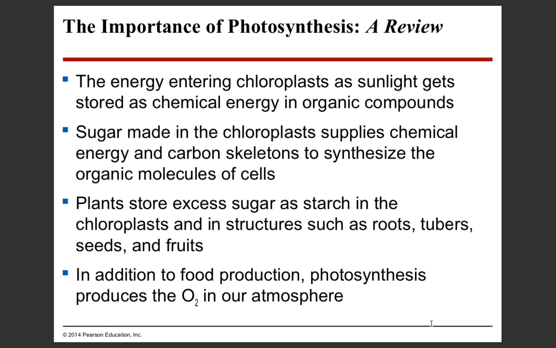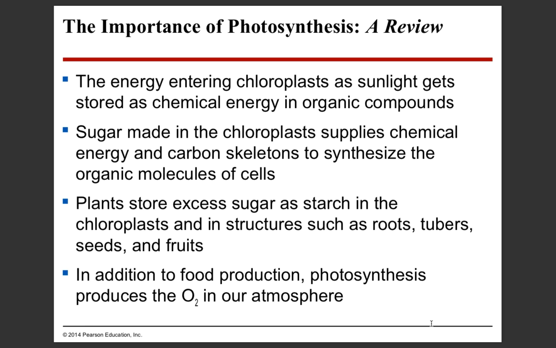Okay, so the importance of photosynthesis, a review. The energy that's entering the chloroplast is sunlight. It gets stored as chemical energy in organic compounds. So we have the sunlight that's coming in. It's solar energy. The point of photosynthesis is to turn that solar energy into chemical energy. So sugar is made in the chloroplast. It supplies chemical energy and carbon skeletons to synthesize the organic molecules of cells. Organic molecules, we're talking about macromolecules and things here. You know, carbohydrates. We're making some carbohydrates right now in the process of photosynthesis.